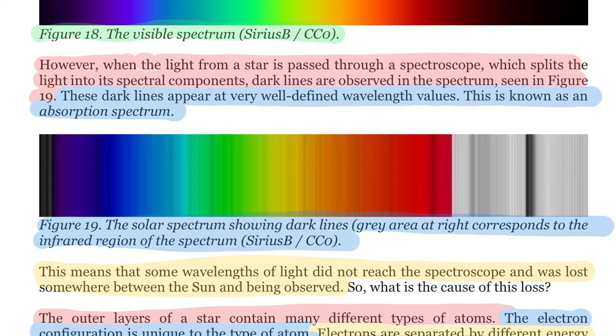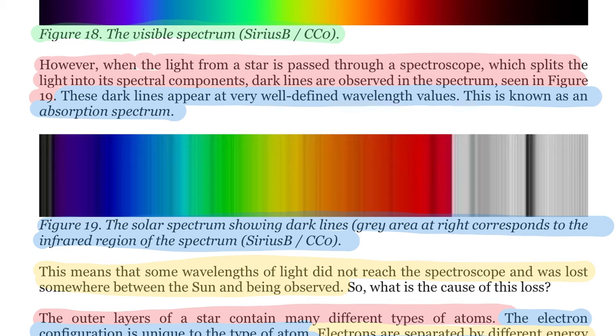However, as so often happens in science, when one actually carries out the experiment, one finds a different result. So when the light from a star is passed through a spectroscope, which splits the light into its spectral components, we find that dark lines are observed in the spectrum as seen below. So when we look at this spectrum here, and this is the infrared region, and this would here be the ultraviolet, we actually find missing lines at very well defined values for the wavelength. And so this is known as an absorption spectrum.